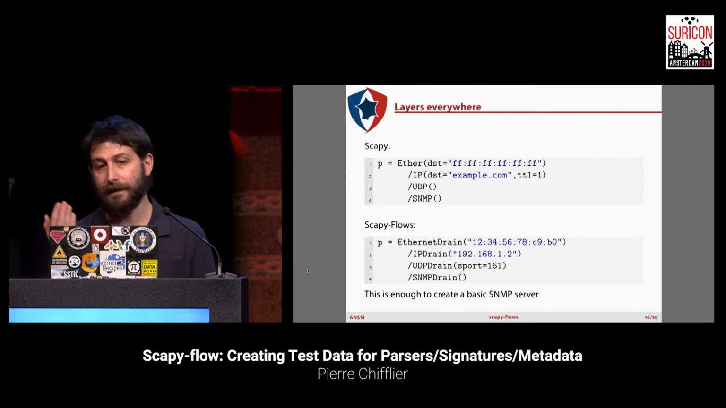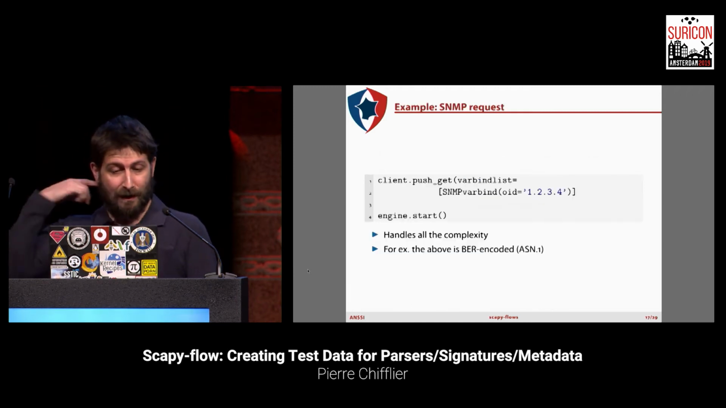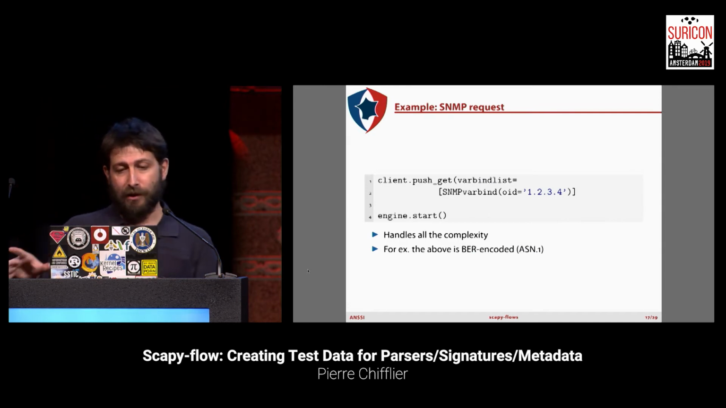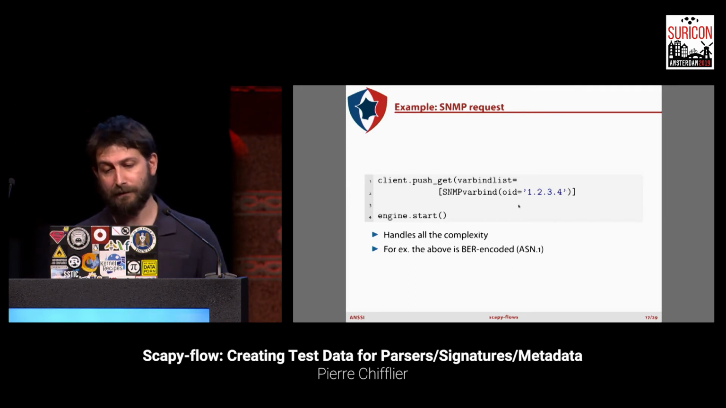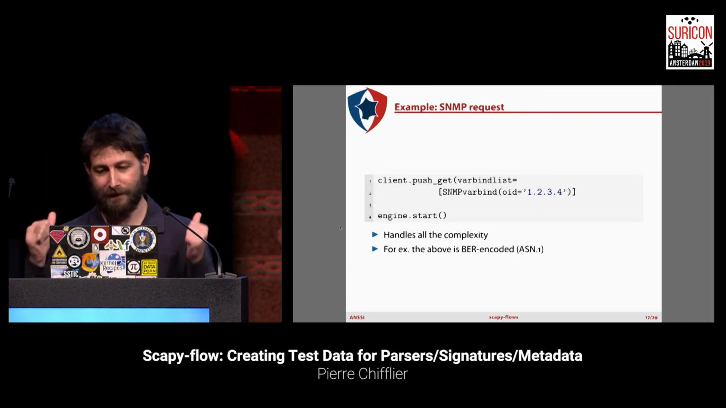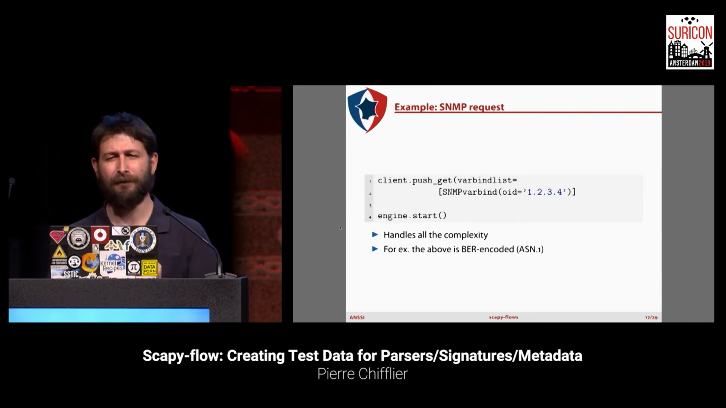This is what I use to test, for example, the SNMP parser from Suricata 5. You can emulate server-side, you can emulate client-side, so this is the code that you have, for example, to just send an SNMP request on this particular OID. So this is hiding a lot of complexity because, for example, this is BER, which is the best protocol in the world. Yeah, that's something like my fourth or fifth parser I'm writing for BER.